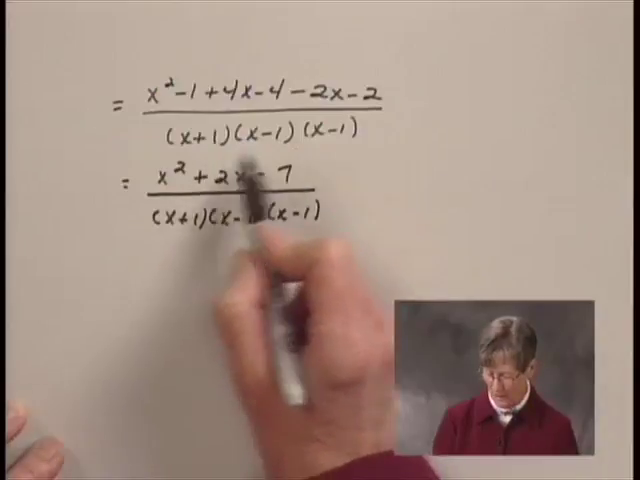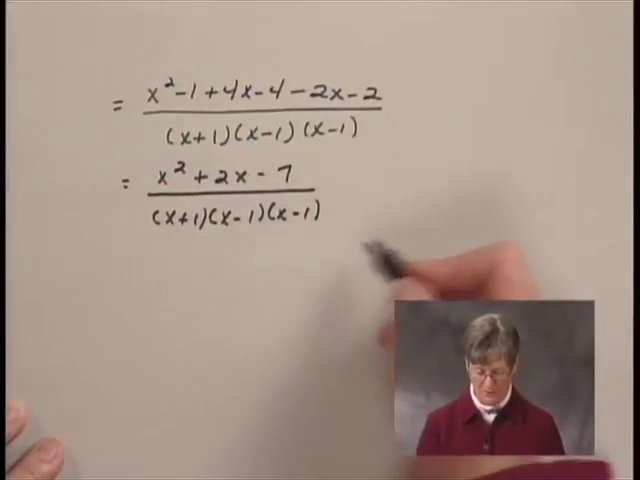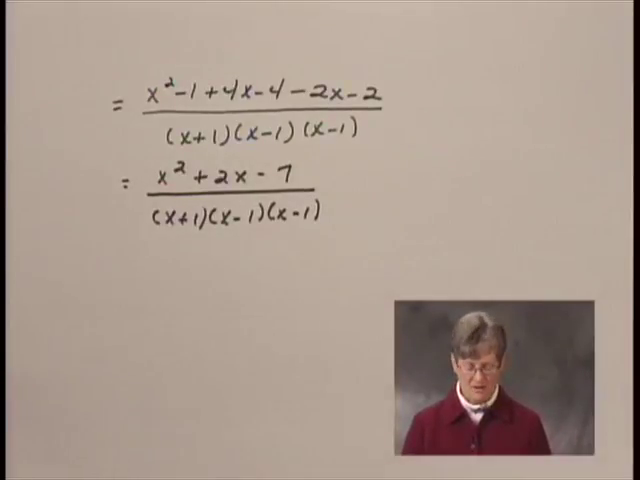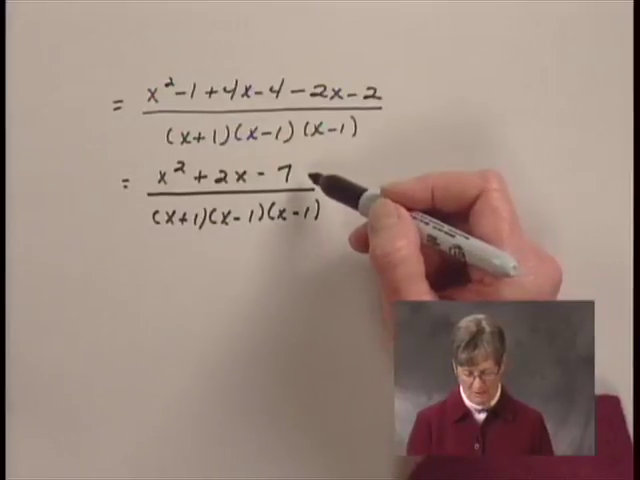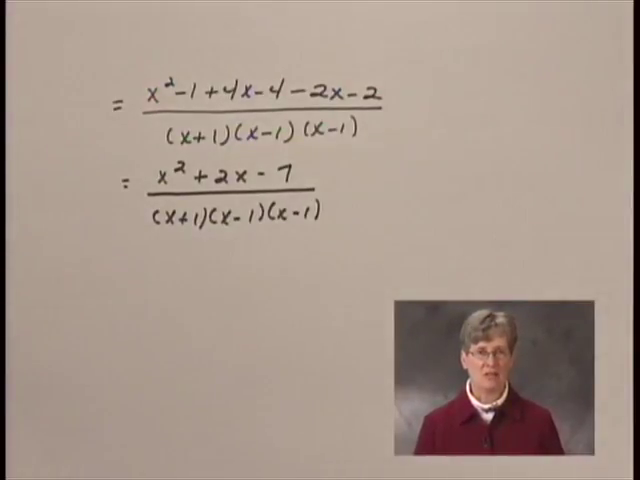I had it written x minus 1 times x minus 1 times x plus 1 before, but they're equivalent forms of the denominator. And I need to stop and see if I can simplify this. The numerator can't be factored, so this is the simplest form of the computation that we started out to do.